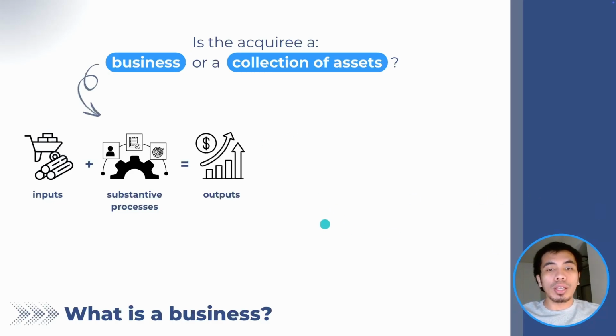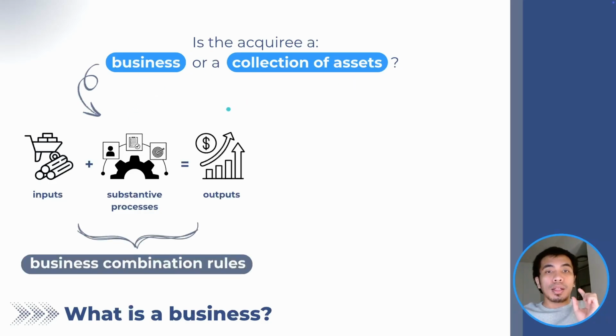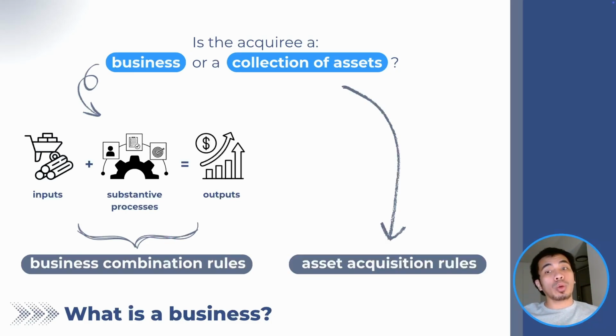Under IFRS 3, a business is an integrated set of activities and assets that includes inputs, substantive processes, and both of these are capable of producing outputs such as goods, services, or economic benefits. So this distinction is very crucial in determining whether the company that you are acquiring is a business or not, because basically, if it's a business, we apply the business combination rules. If it's not a business, we apply the asset acquisition rules.